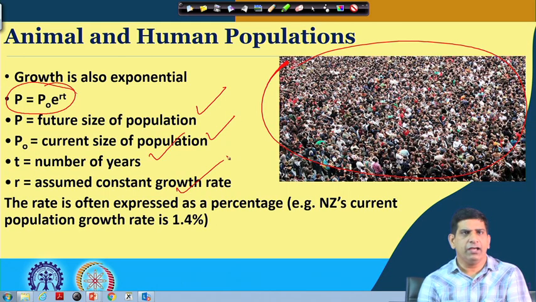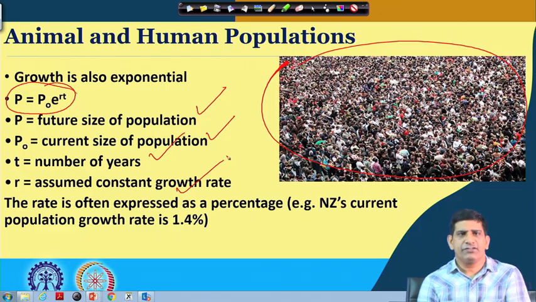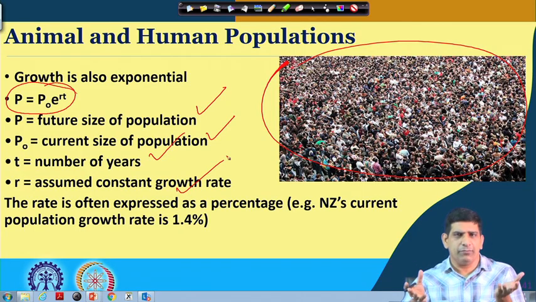Now rate is often expressed as a percent. So for example, New Zealand's current population growth rate is 1.4%. If you look at the India number, we'll use that in one of the problems. So the different countries have different numbers.